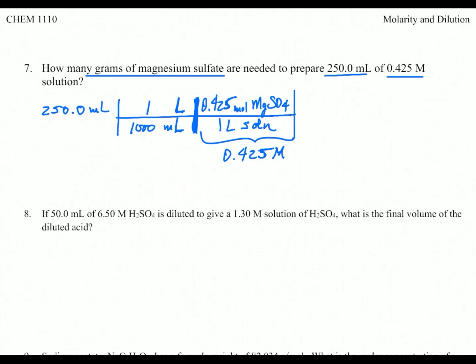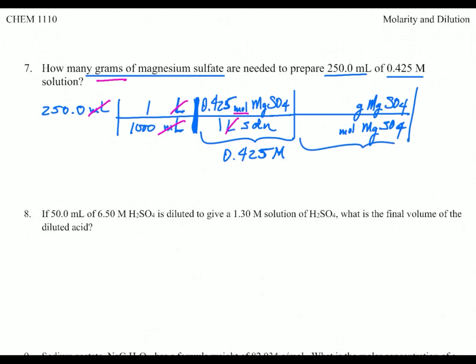If we were to stop there, milliliters would cancel, liters would cancel, and we would be left with moles of magnesium sulfate. We're asked for grams, so we have to go one more step. That one more step is going from moles of MgSO4 to grams of MgSO4. That information comes from the periodic table. When we look it up, that is 120.38.